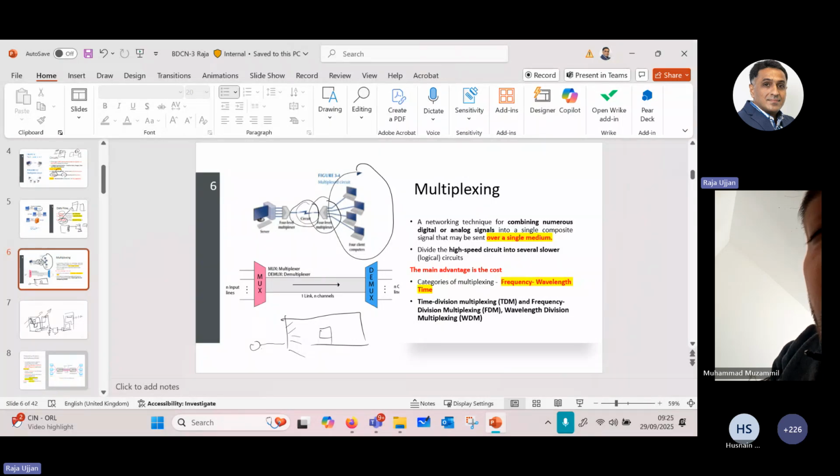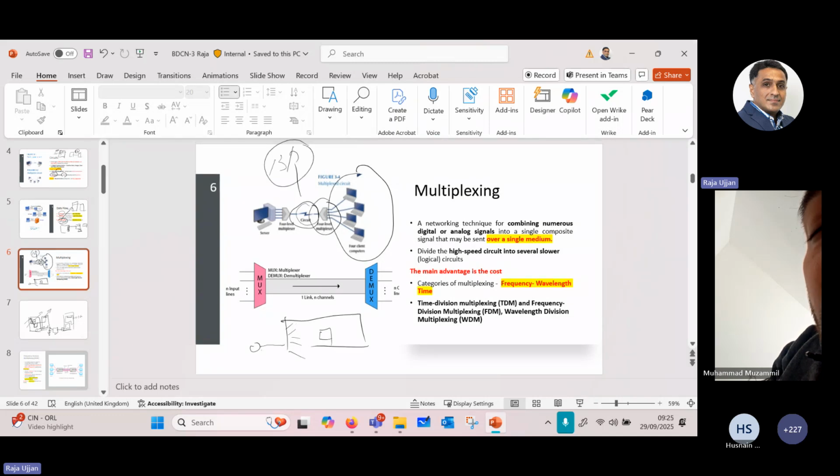Our UWS campus has one main internet, fiber optic, not two cables, not 100 cables. We are 1,000 students, but we are not using 1,000 separate cables. We are using a single internet service provider, ISP, something like this. So what does it mean? This means multiple signals are passing through a single line with the help of a multiplexer. We say multiplexer. A multiplexer is combining numerous signals, either digital or analog.